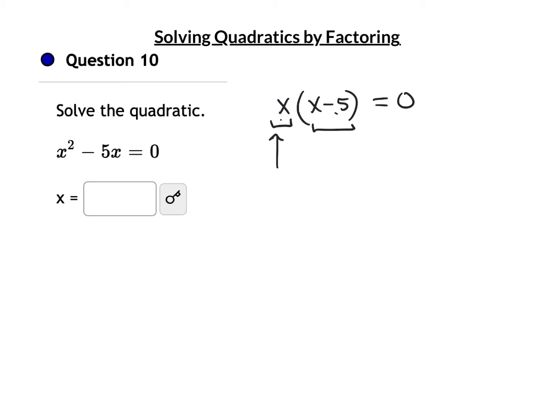What creates 0 right here? That would be x equals 0. 0 times x minus 5 would be 0. The other one would be x equals 5, because 5 minus 5 is 0, and 0 times x would be 0.